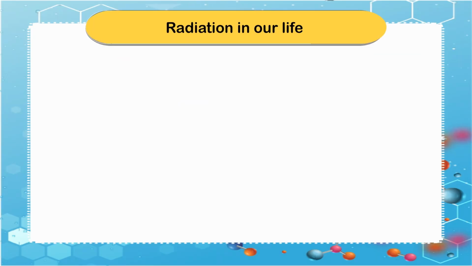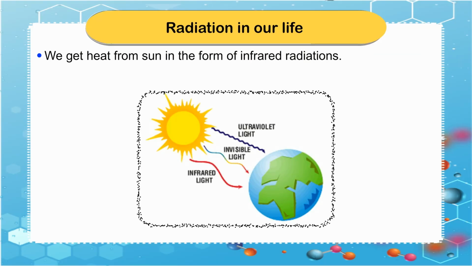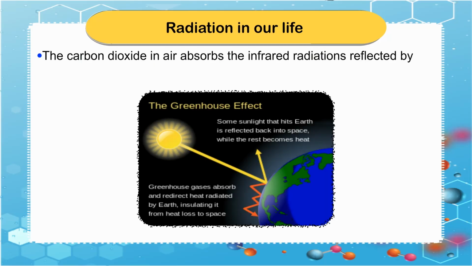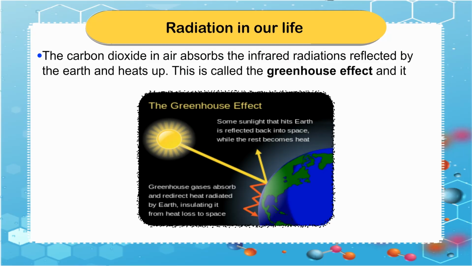Radiation in our life. We get heat from sun in the form of infrared radiations. The carbon dioxide in air absorbs the infrared radiations reflected by the earth and heats up. This is called the greenhouse effect, and it keeps the earth warm.